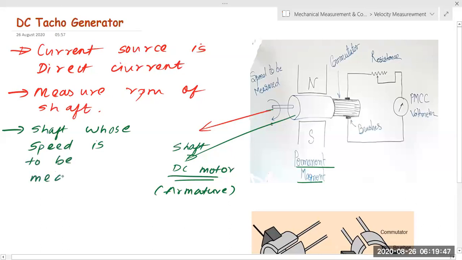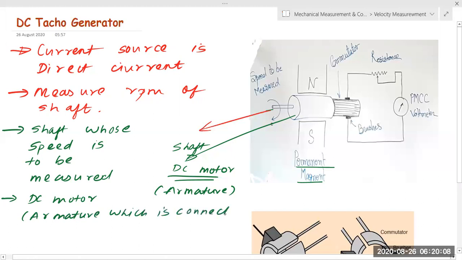Second, what did I say? DC motor you can say, or you can even say armature of the motor. And armature is connected to armature, which is connected to shaft. Okay, I'm just trying to simplify the things for you. Now, what we can see after this is armature is connected to the shaft.